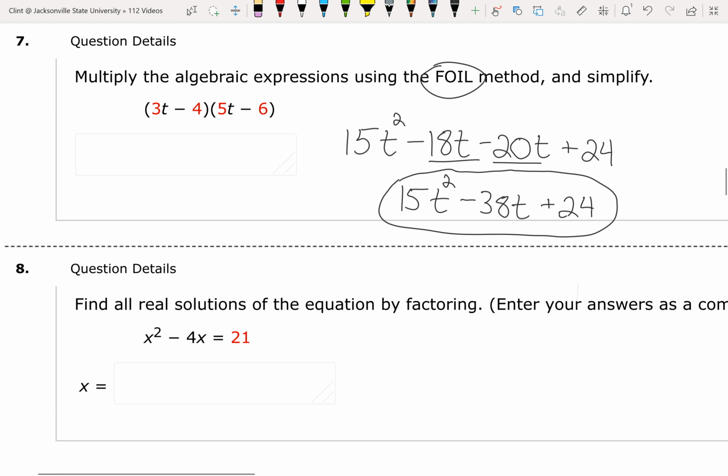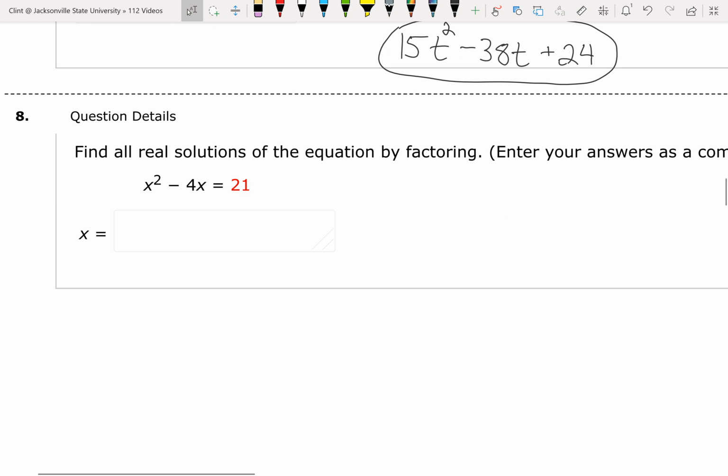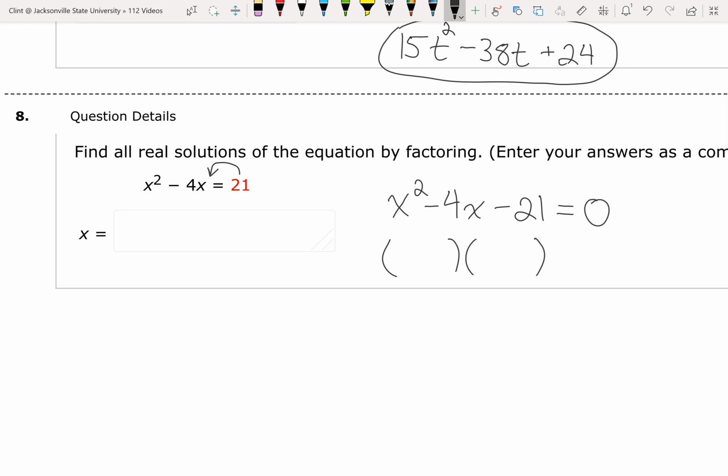Number 8 tells us two important things in the directions. It says find all real solutions, and then it tells us find all real solutions of the equation by factoring. Okay, so it's telling us the best way to solve this one is by factoring. So if we're going to factor, we need to move everything over to one side. So I'm going to move the negative 21 over to, the 21 over to the left. If we do that, it means we're subtracting 21 from both sides. So then it will be equal to 0. And then we are going to factor. This is a trinomial.